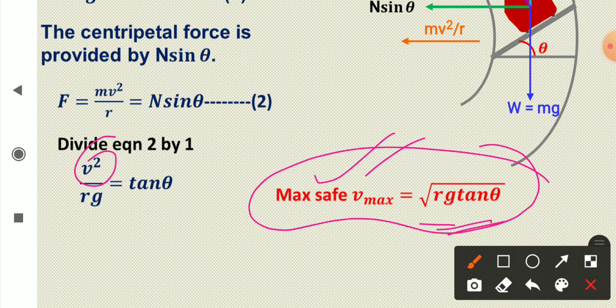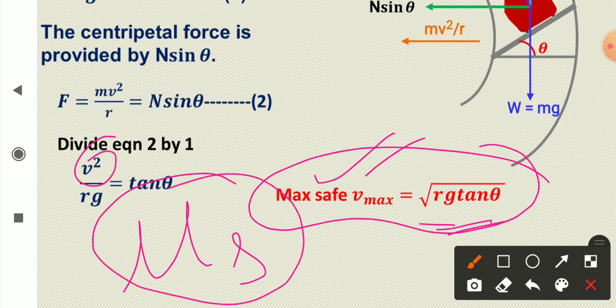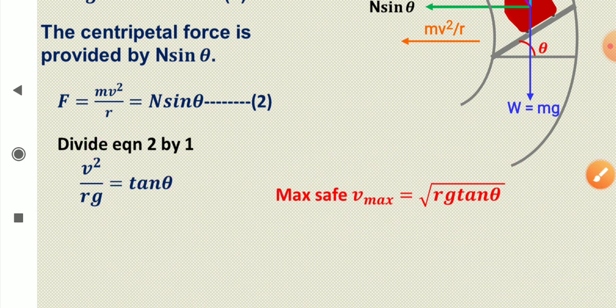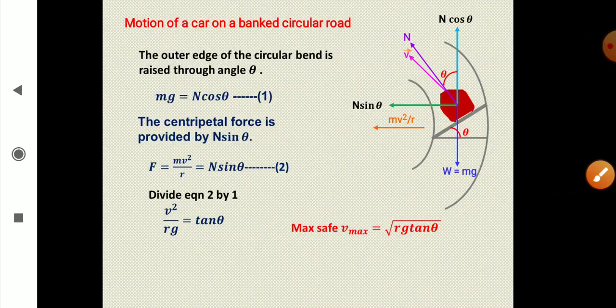Now here I am not bringing in the coefficient of friction. That means your car's tyres are safe, and you can provide a maximum safe velocity of under root rg tan theta just by designing, by banking the road. So this is the maximum safe velocity.